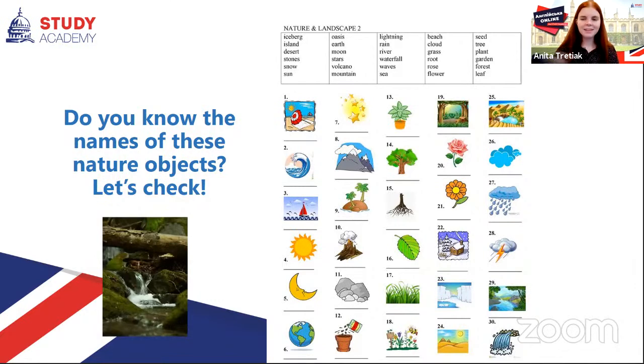27 rain. Okay, then island. Okay, that's right. Number 9 island. Number 24 desert. Okay, so you're not writing in the correct order. Like, okay, let it be. 21 flower. Yes, that's right.